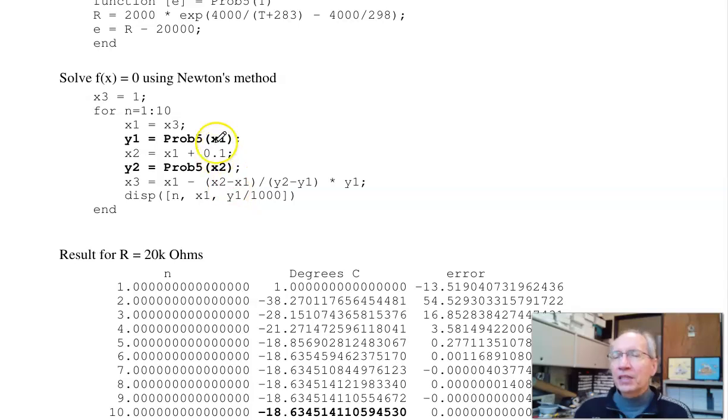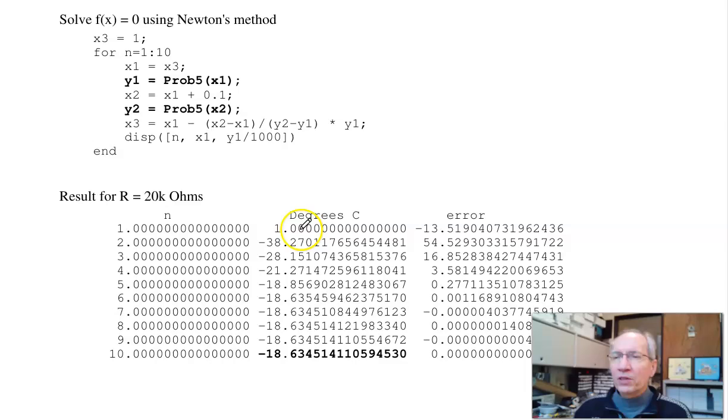And here's what happens. Again, same procedure as before, just change those two lines of code. My first guess is 1. It says, okay, draw the tangent. Where is it equal to 20,000 ohms? Should be minus 38 degrees, 28, 21, 18. Very quickly it zooms in. That is where I'm at 20 kilo ohms.